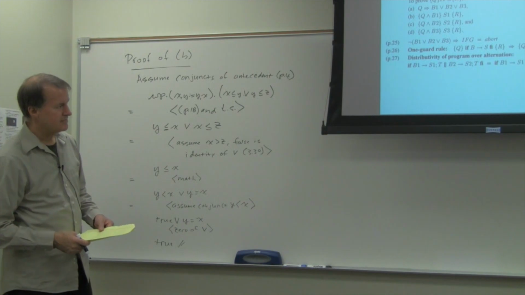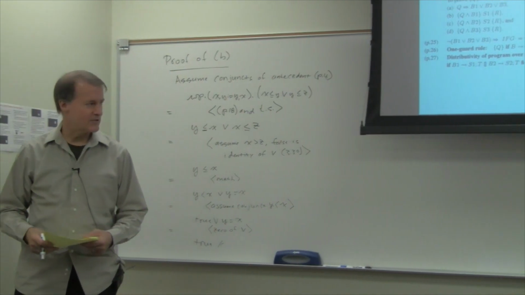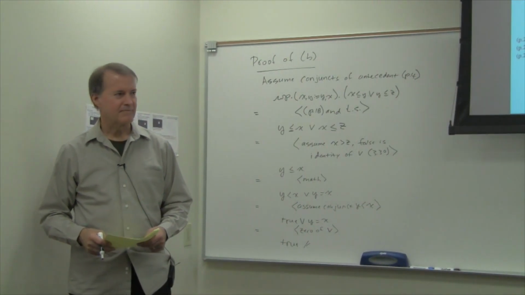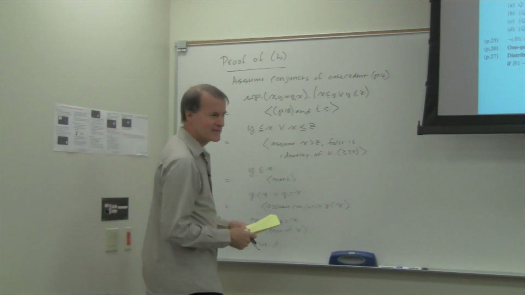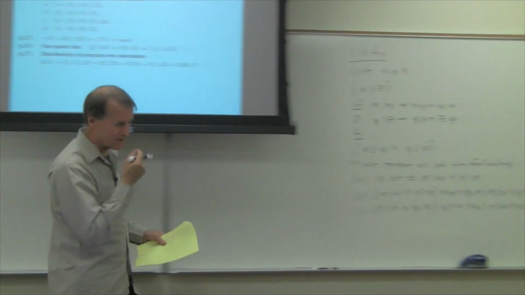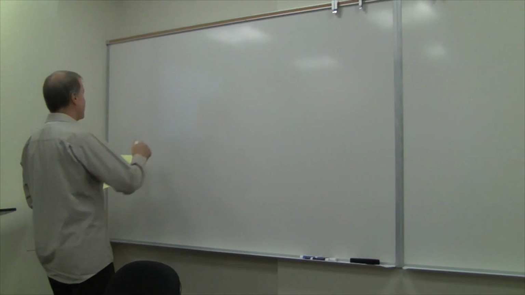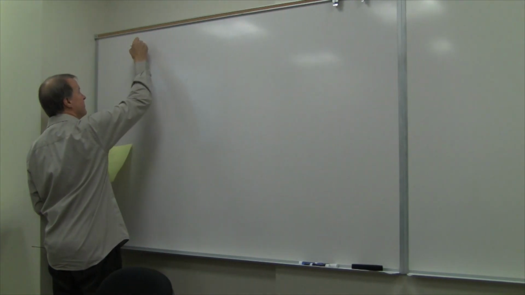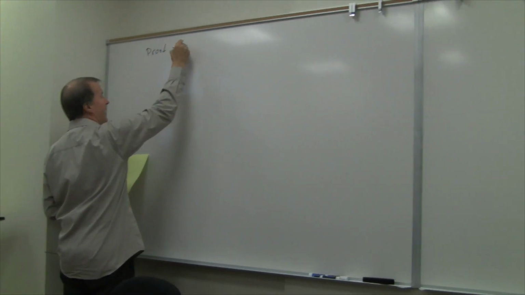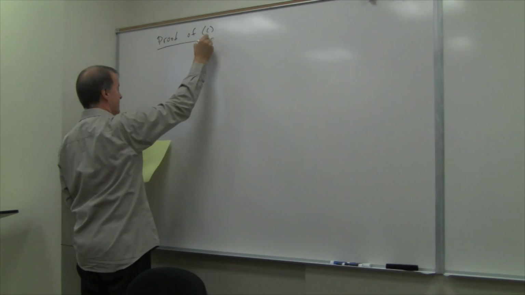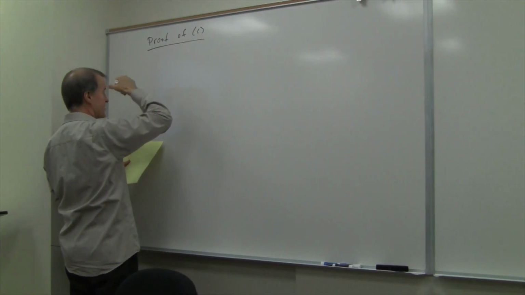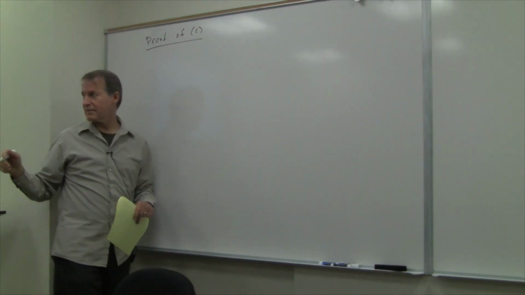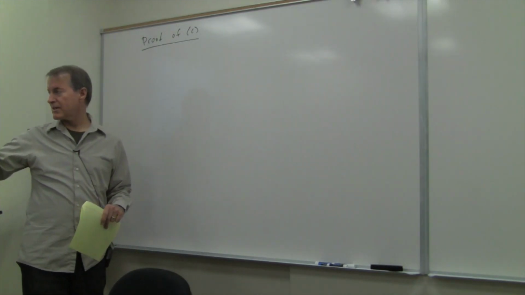Same thing with C. Should we do it over here? Does the camera pick this up pretty good over here? All right. Proof of C. I have a feeling it's going to be similar. So let's just go ahead and start out. Assume the conjuncts of the antecedent.